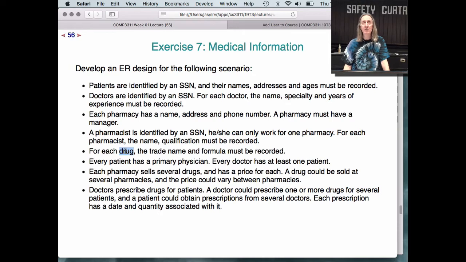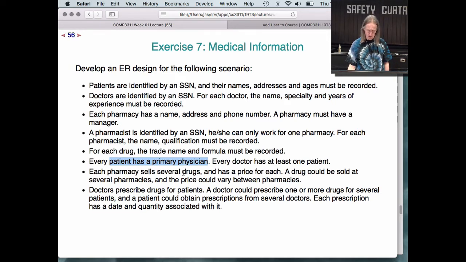There's another noun. So we've got drugs, and they have information associated with them, trade name and formula. So that's looking like an entity with two attributes. Every patient has a primary physician. Okay, so this is clearly a relationship between a patient and a doctor. And when it says has a, you can imply one primary physician. Therefore, we're going to have an association between patients and doctors. Every doctor has at least one patient. Once again, that's telling you about the participation constraints on that relationship.